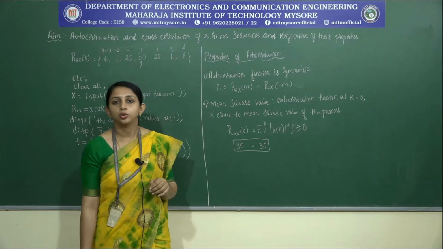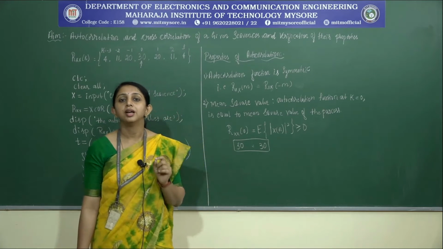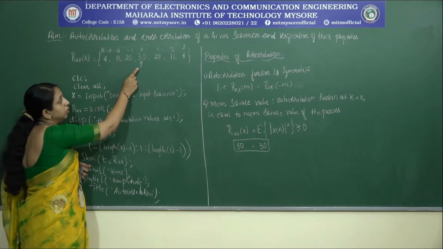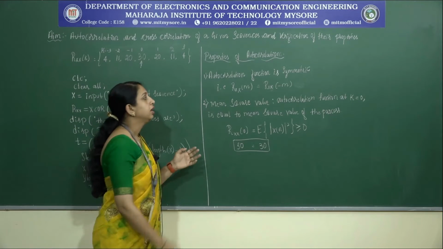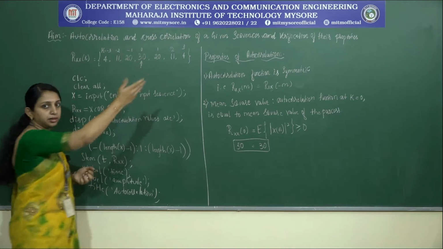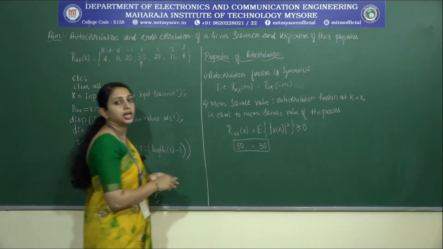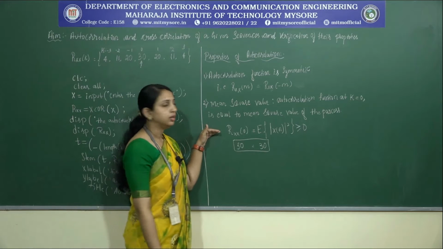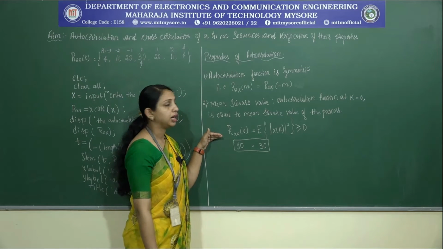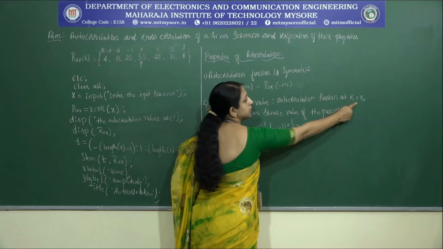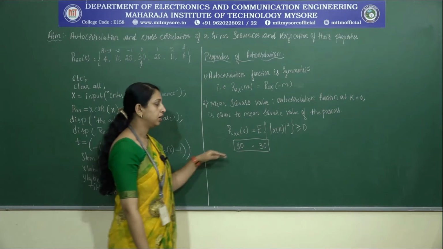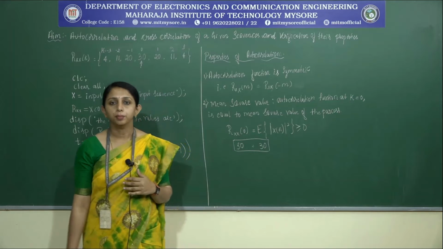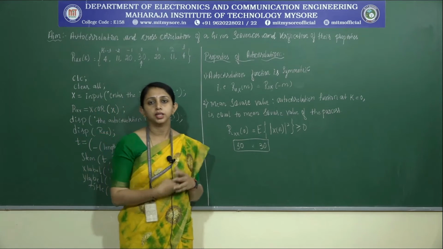This value will always be equal to the 0th position of the autocorrelation. Also, in the autocorrelation, the 0th position value is the highest among the other values. You can see here, the 0th position value is equal to 30. If you take all these values and take the mod square, it will be approximately 30 only. So in the autocorrelation, the mean square value equals the value at k equal to 0. These are the properties of autocorrelation, so after executing the program, you need to verify these two properties also.